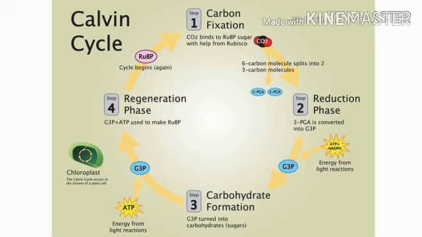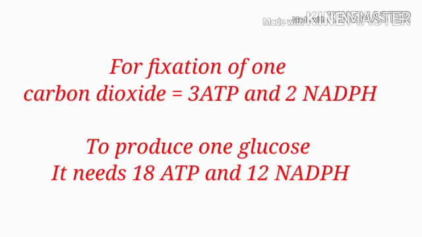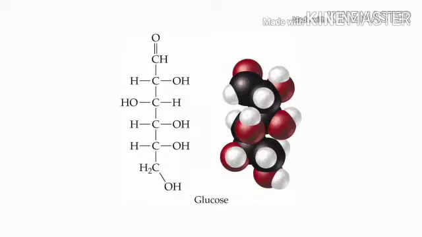We know that glucose is a 6-carbon compound. Now we saw the cycle which fixed only 1 carbon dioxide. This means the cycle has to work 6 times to make a single glucose molecule. For fixation of 1 carbon dioxide, it uses up 3 ATP and 2 NADPH. So totally, to produce 1 glucose, it needs 18 ATP and 12 NADPH from the light reaction. Finally, we synthesize the glucose.